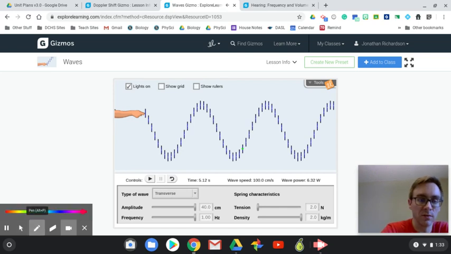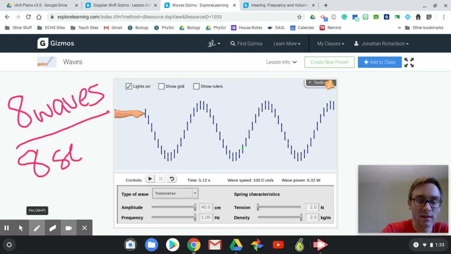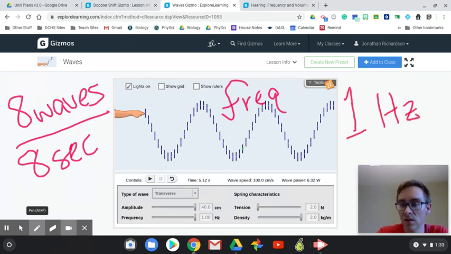All right, so in this case here, we had 8 waves. In this case here, it was actually 8 seconds. 8 waves in 8 seconds. What that gives me is a frequency of 1 hertz. Hertz are the units we use to measure frequency. Hertz is a shorthand of waves per second. So in this case, we had 8 waves in 8 seconds, or 1 wave per second.